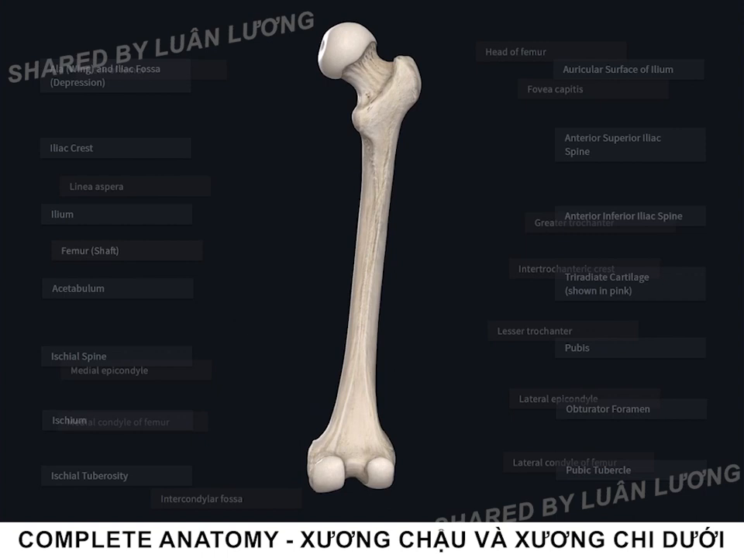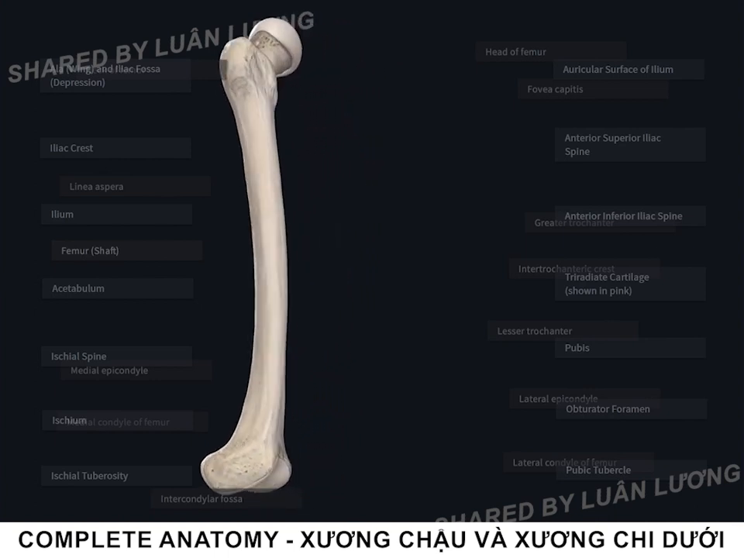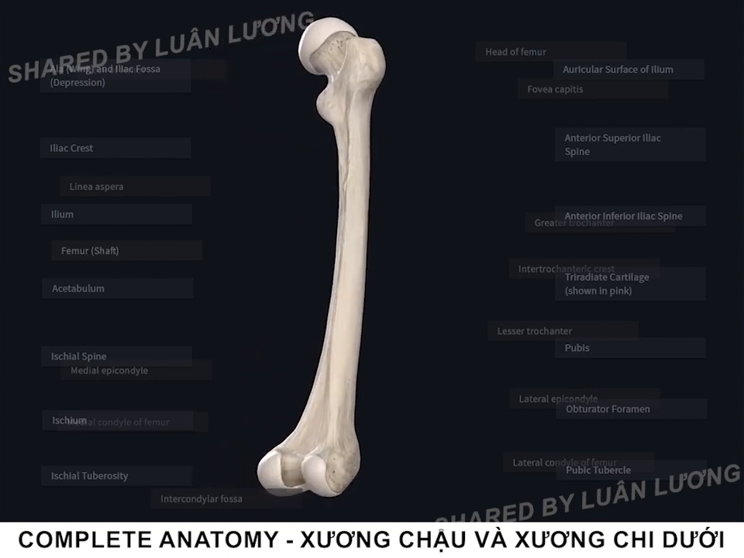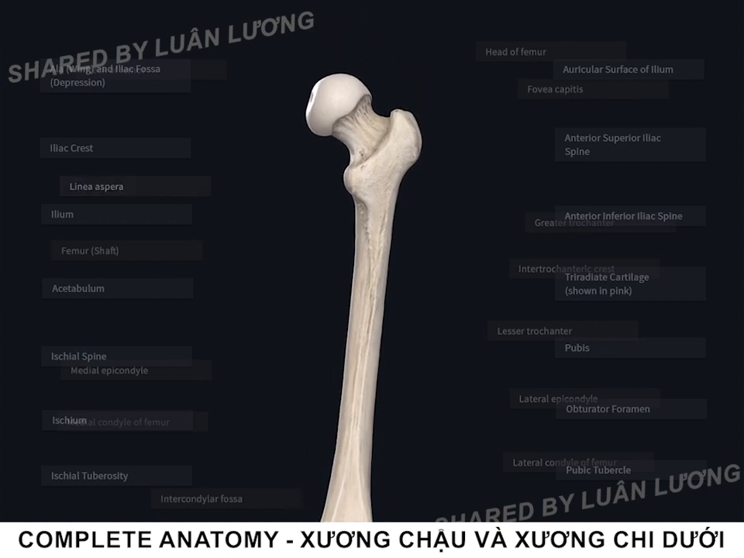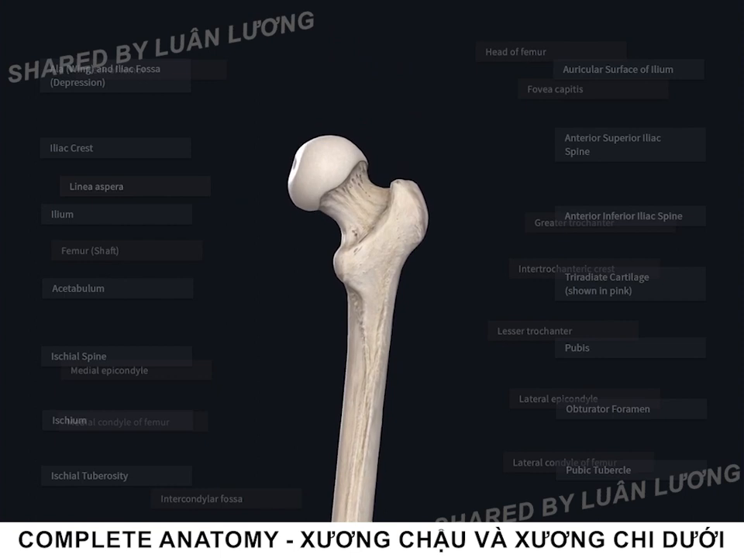Now, as you can see, there's a difference between the anterior surface of the femur and the posterior surface of the femur. Along the posterior aspect of this bone, we see a delineation known as the linea aspera, and you can even see that this will divide inferiorly. So now we're going to take a closer look at some of the features proximally and distally.